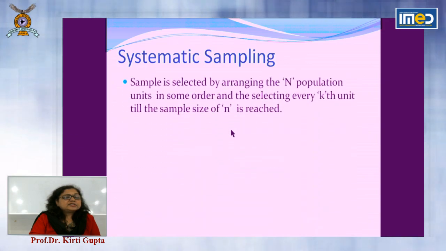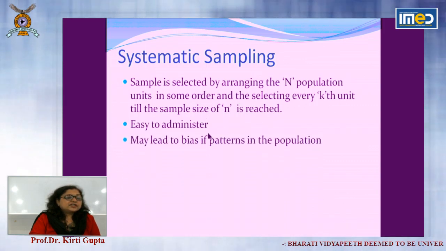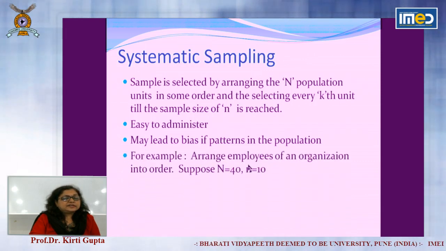Next, we come to systematic sampling. In systematic sampling, the sample is selected by arranging the n population units in some order and then selecting every kth unit till the sample is reached. This is very easy to administer. It may lead to bias if patterns are there.